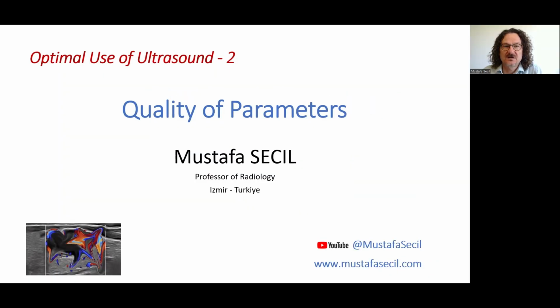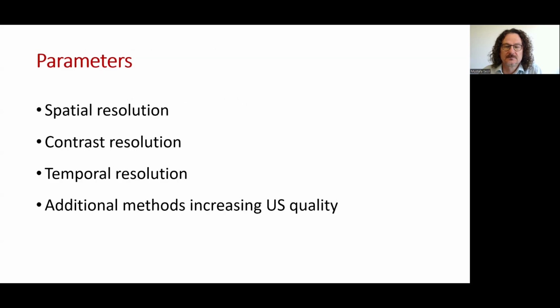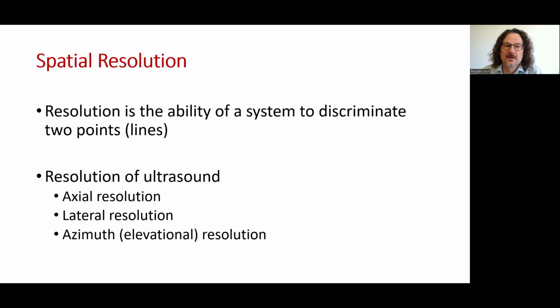The second lecture on optimal use of ultrasound will be on quality of parameters. The parameters that I will try to cover will be spatial, contrast, and temporal resolution, and some additional methods that increase ultrasound quality. Spatial resolution is the ability of a system to discriminate 2 points or 2 lines. For ultrasound, there are axial, lateral, and elevational resolution.